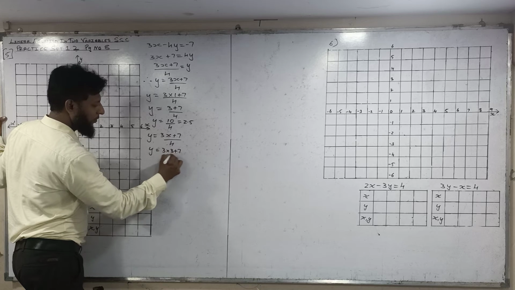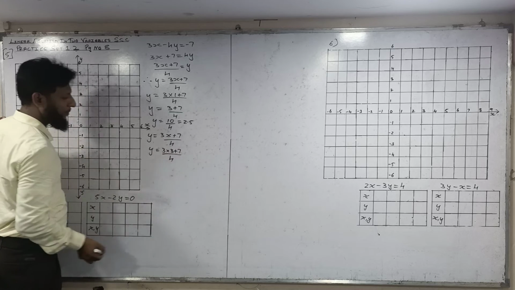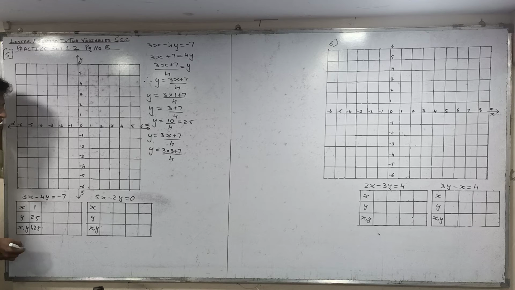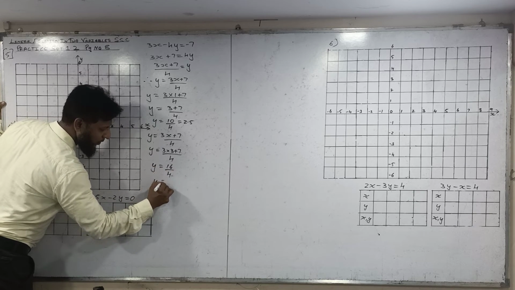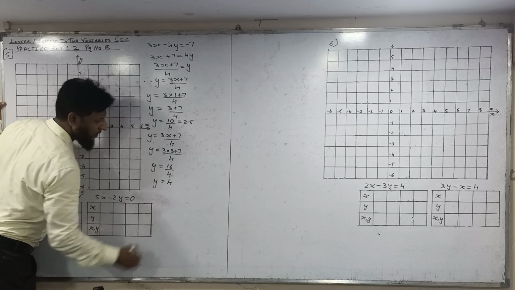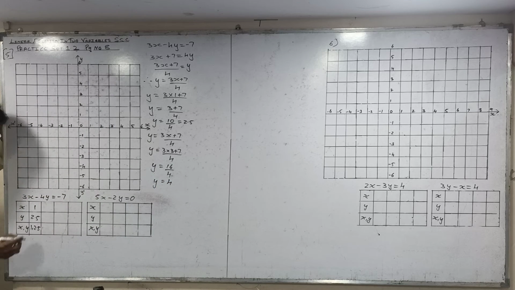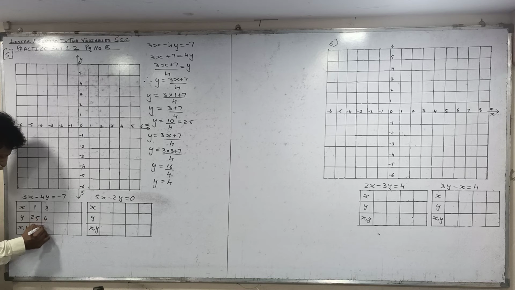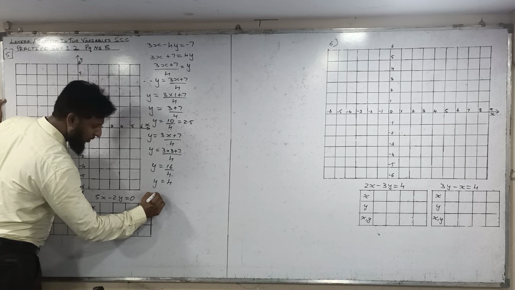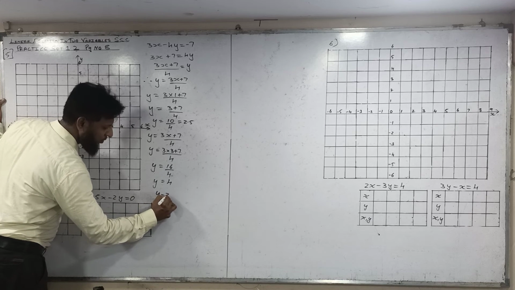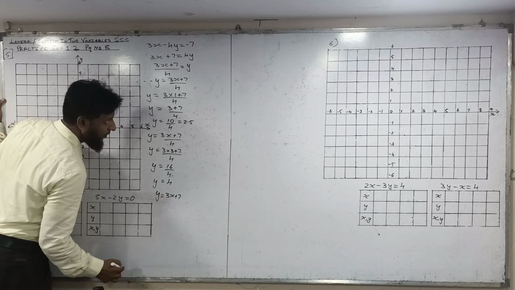X value 3 upon 4. 3 3s are 9 plus 7, 16 upon 4. Y is equal to 16 upon 4. Y is equal to 4, 4 1s are 4, 4 4s are 16. That means when I have taken x value 3, I get the y value 4. So 3 and 4.